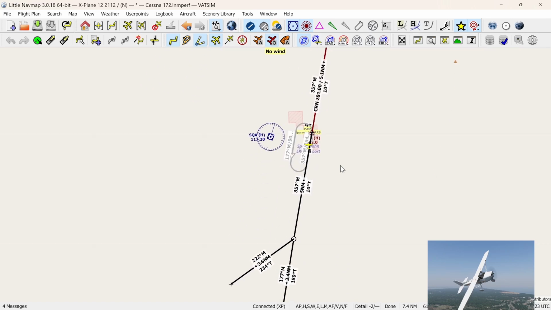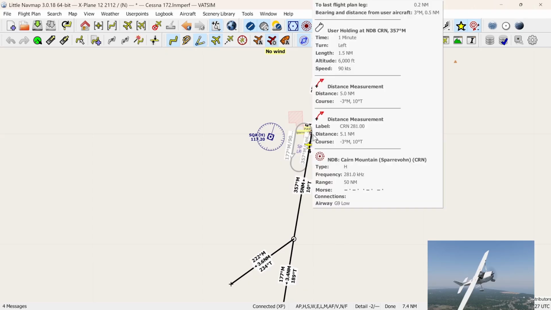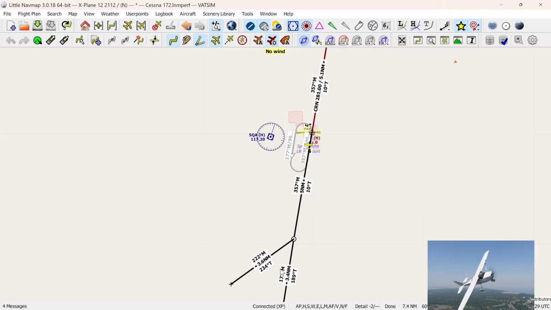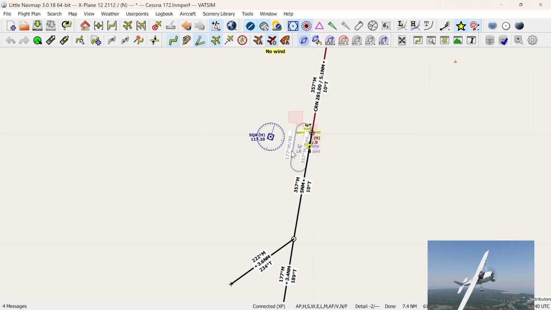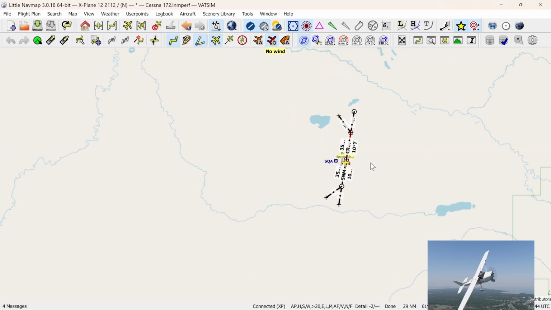On the other side, I created this. Since Little Nav Map didn't have the procedure, I did another one. This is the outbound course of 177. Here's the procedure turn, and then here is the inbound magnetic bearing to the station. We're not going to deal with the holding pattern. That's going to be in part 3. Okay, so let's get started and we'll explain this as we fly.